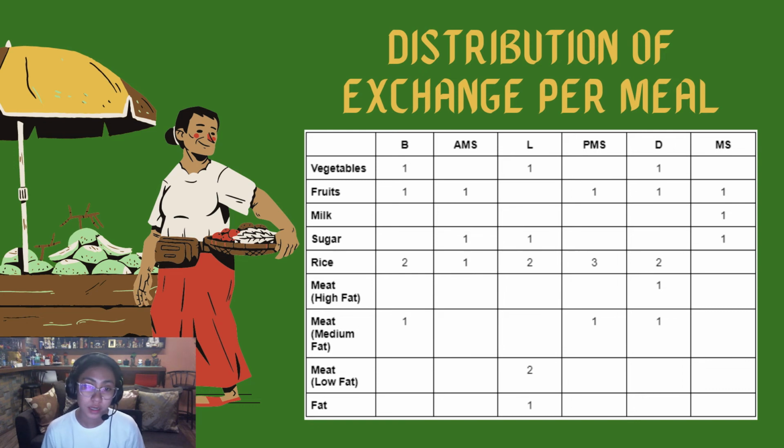Now to reiterate, there is 1 number of exchanges for vegetable A, 2 for vegetable B, 5 for fruits, 1 for whole milk, 3 exchanges of sugar, 10 exchanges of rice, 1 for high fat meat, 3 for medium fat meat, 2 for low fat meat, and 1 exchange of fat.